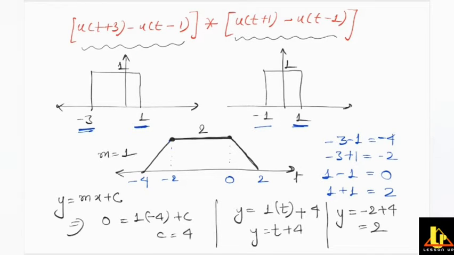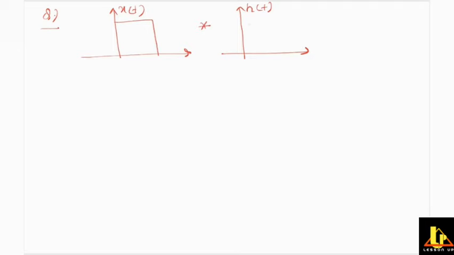Okay. Now in the next question, suppose we have two rectangular signals. One is x of t and another one is h of t. This is from 0 to 4 and this is from 0 to 2. Amplitude of x of t is 10 and amplitude of h of t is 5. Now if we convolve these two, we will get a trapezoidal.